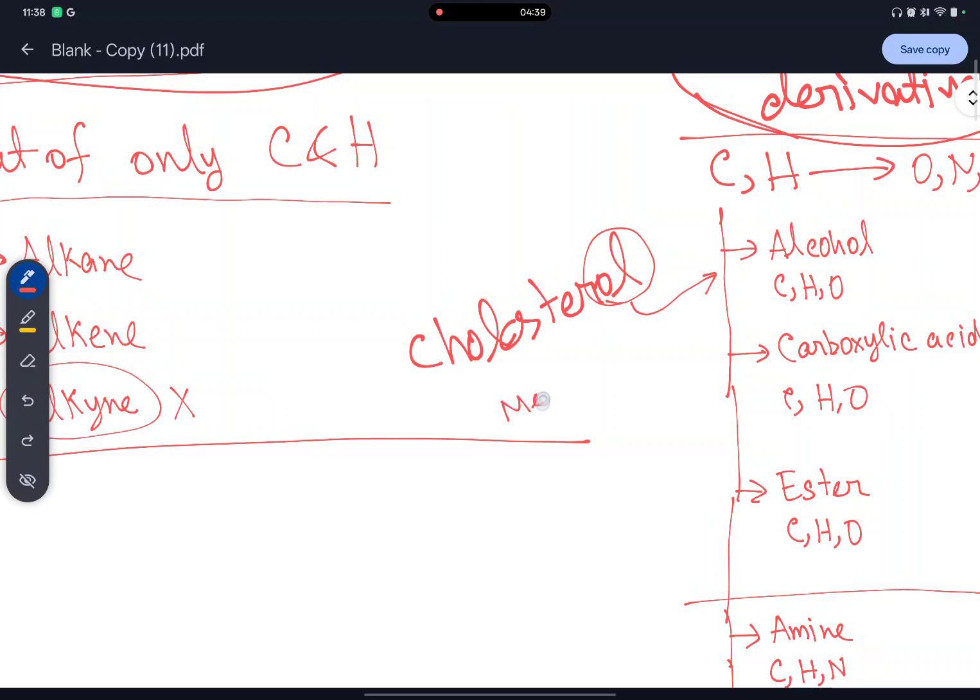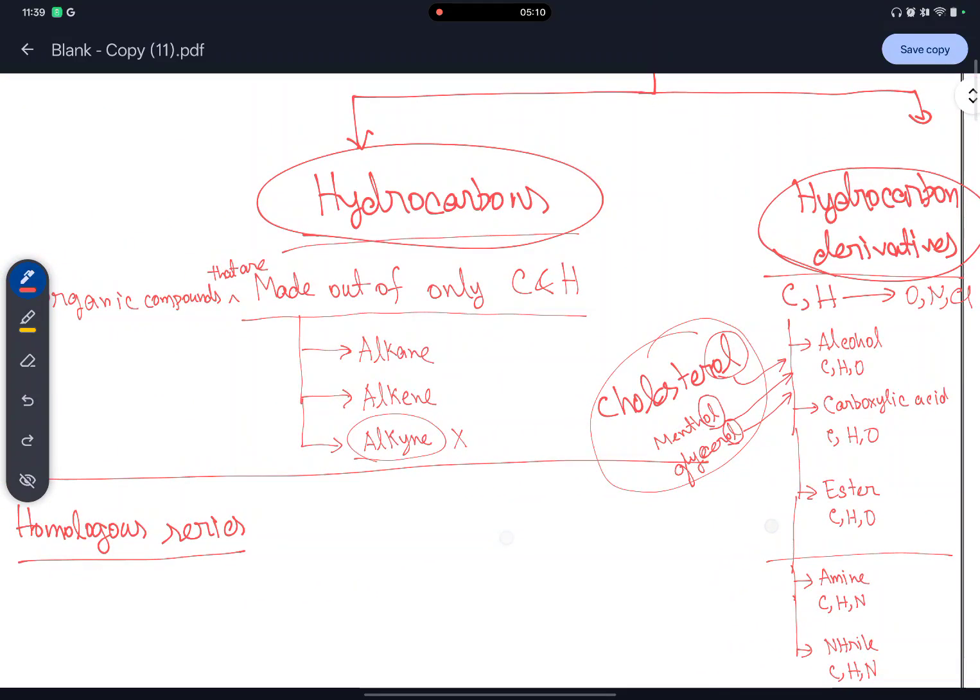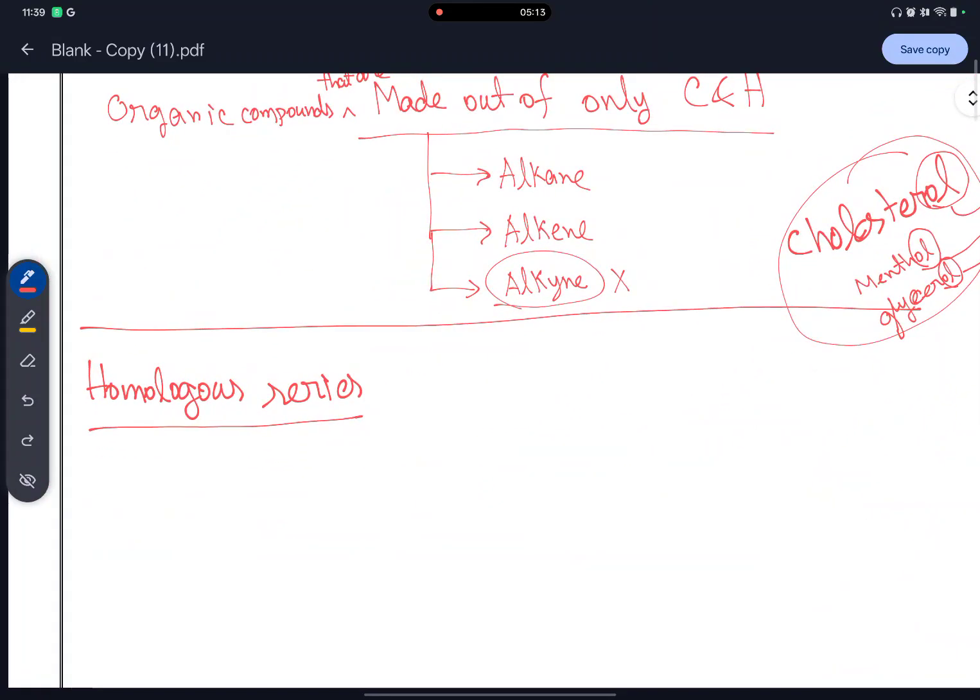Also, you have probably smelled menthol once in your life. This one also ends with ol. That means this one is also an alcohol, but they do not behave like typical alcohol. Also, another thing, there is glycerin. The commercial name is glycerin, but it is actually glycerol. As the name suggests, it ends with ol, so obviously it's an alcohol. So cholesterol, menthol, glycerol, they are part of the same group. This type of group is called a homologous series.